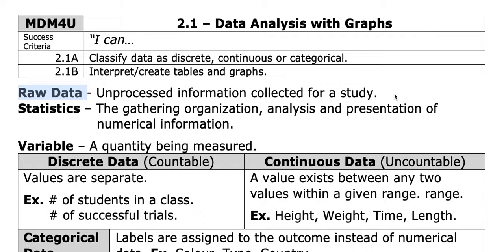So whenever we just gather the information without any interpretation or processing, such as finding measures of central tendency or measures of spread, this is just raw data. Statistics, however, are the gathering, organization, analysis, and presentation of numerical information.